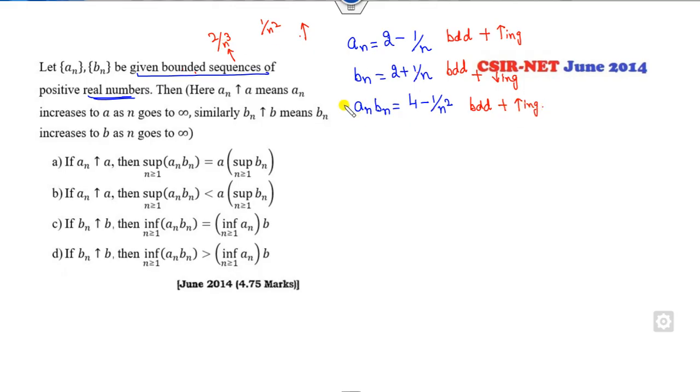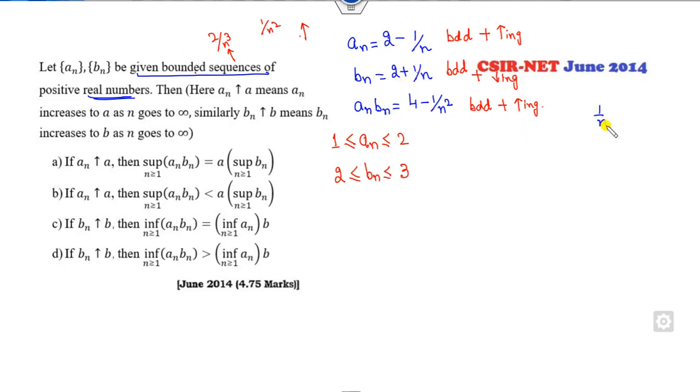Fine. Now then you have to find the supremum of this. Once it is bounded, we can find the limit of this. What is the limit of this as n approaches infinity? Say 2, and the minimum value will be 1, and the upper value will be 2. Similarly, what is bn? Bn will be, the value is 2 and 3. Fine, it lies between 2 and 3.